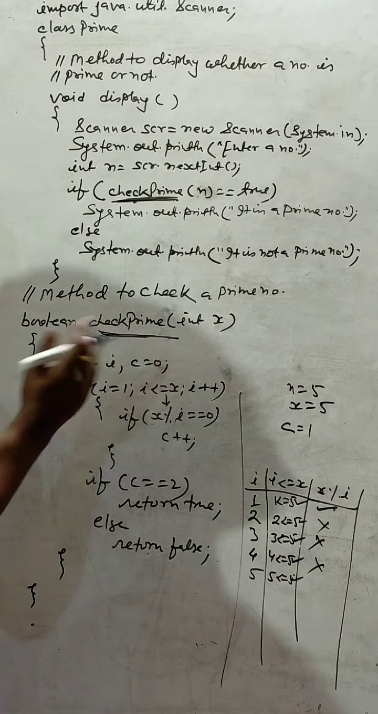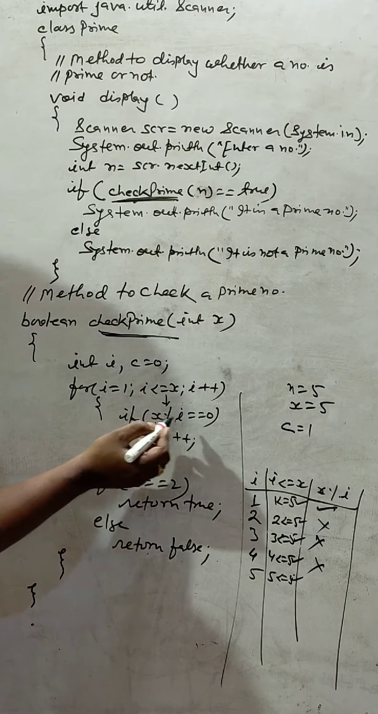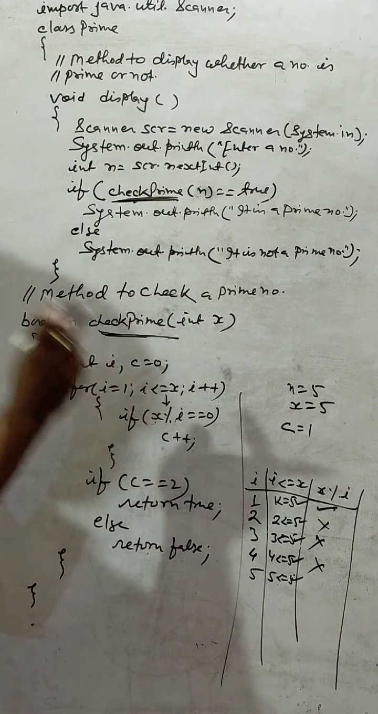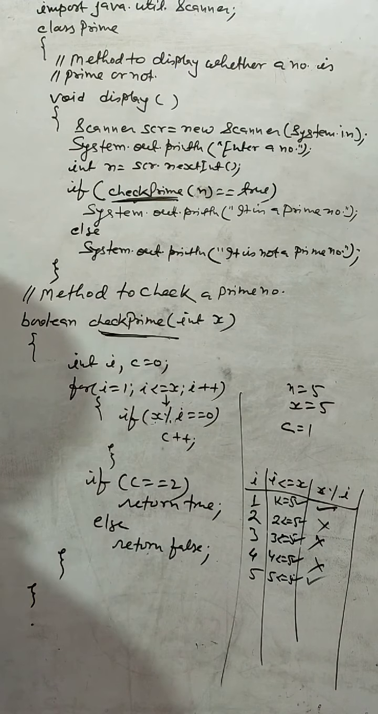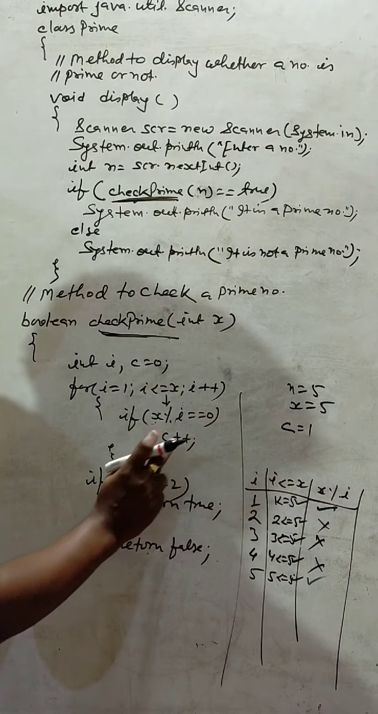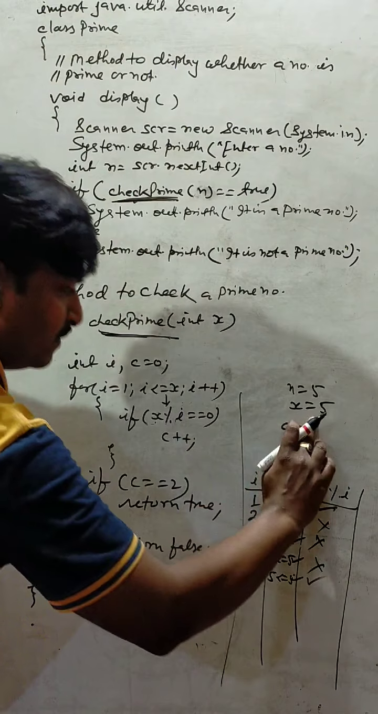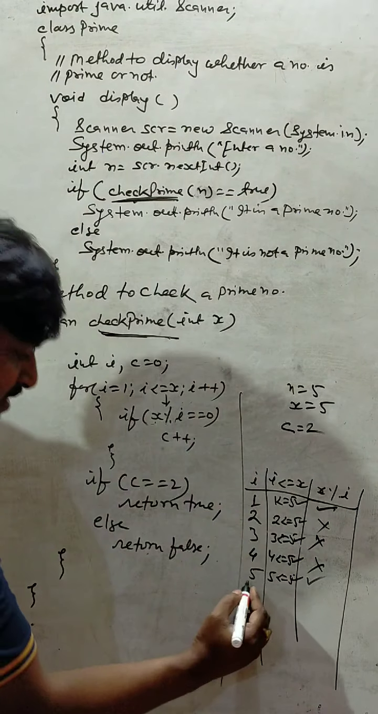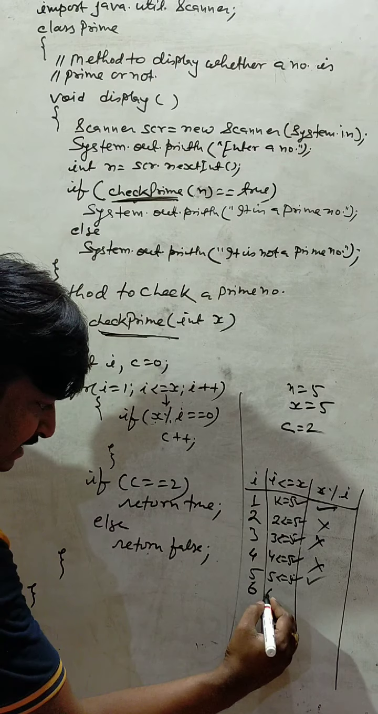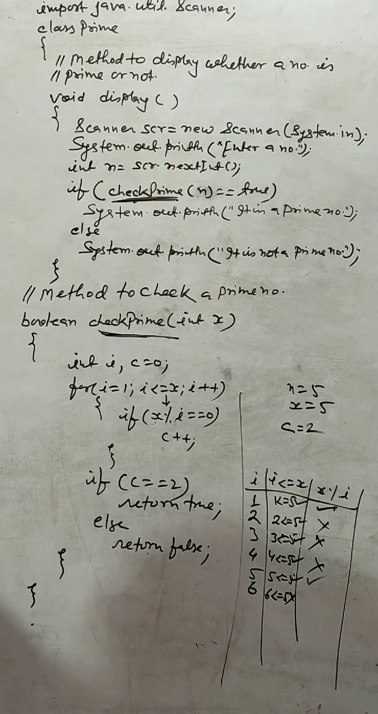true. Again inside the loop, x mod I equals 0, this time the value of x is 5 and the value of I is also 5, therefore 5 will divide 5, so this condition is true. Therefore C++ will execute, the value of C is 1, and it increases by 1, therefore the new value of C is 2. Again I equals 6 and 6 less than or equal to 5 is false, the condition is false.